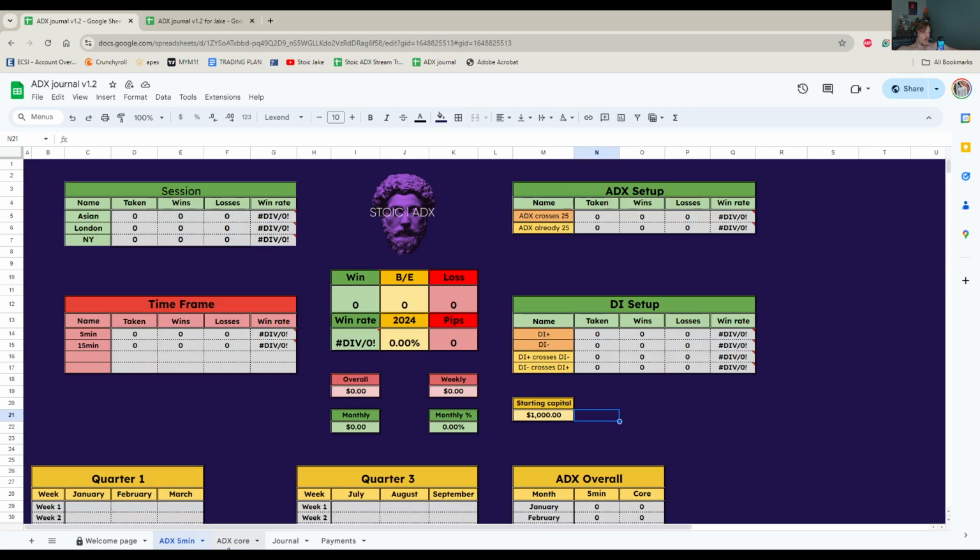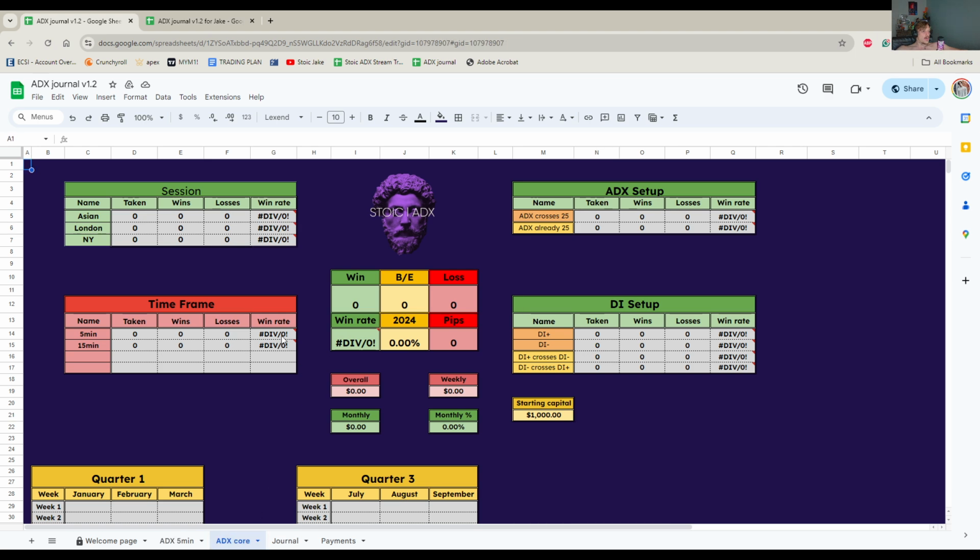ADX 5-minute, ADX core. We have two different types of plays on there. For the beginning of this type of journal, you're going to need to put your starting capital right there. You have to go to the ADX 5-minute chart and put it in there. So if we just say $1,000, for example, boom, we put 1,000 there. Awesome.